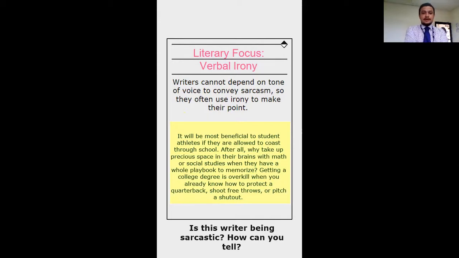All right? Is the writer being sarcastic? How can you tell that this writer is being sarcastic in this statement? Because, for example, if you read this line, it says, "After all, why take up precious space in their brains with math or social studies?" It's overkill to get a college degree when you already know how to play, right?